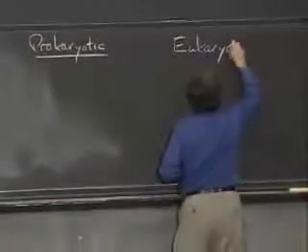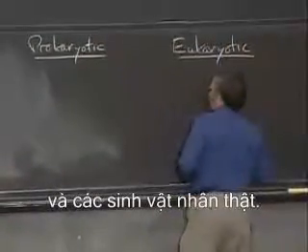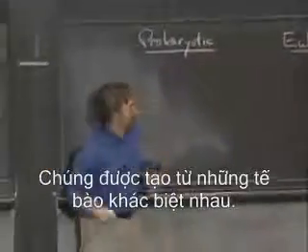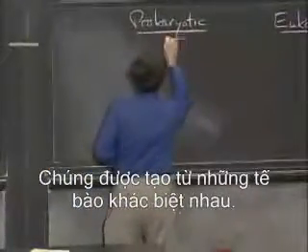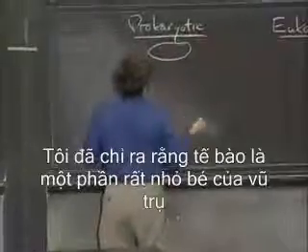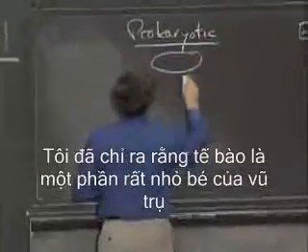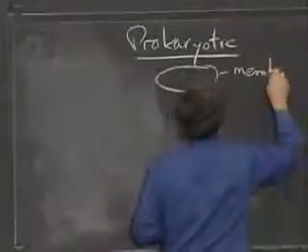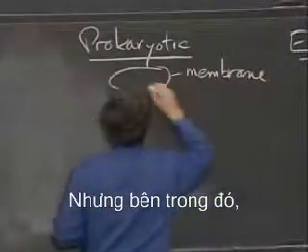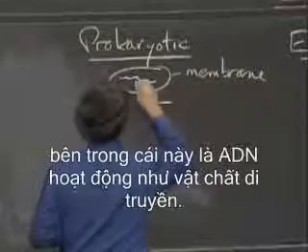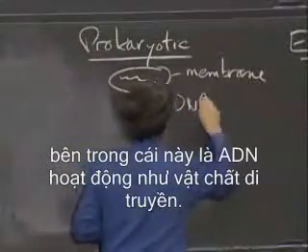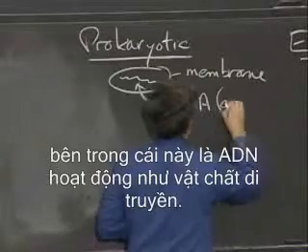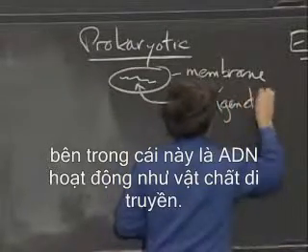Organisms and eukaryotic organisms are made of cells that are distinguishable from each other. I'd indicated that a cell is a little bit of the universe that's surrounded by a boundary or a membrane. But inside of this is the DNA, which functions as the genetic material.